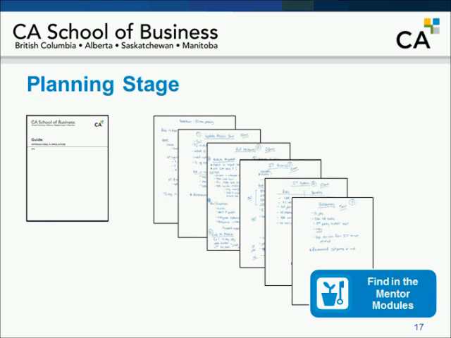In the last few pages of the Approaching a Simulation Guide, we also provide students with an illustrative example of how to outline a simulation. This example encompasses all 10 steps of the planning stage. Again, you can find this guide in the mentor modules.